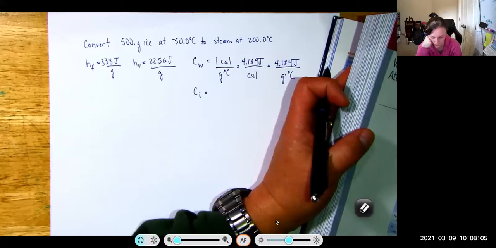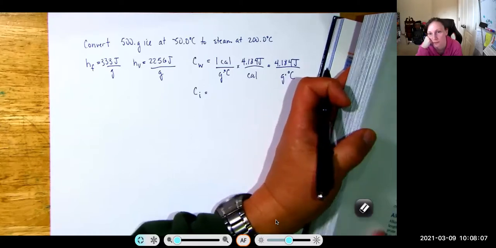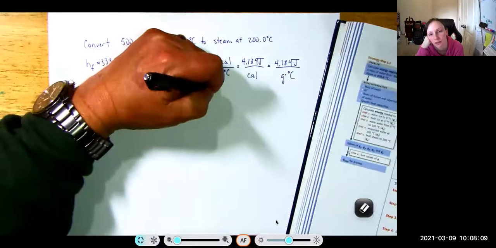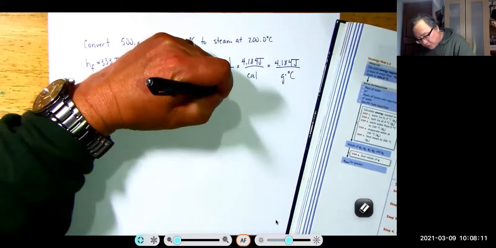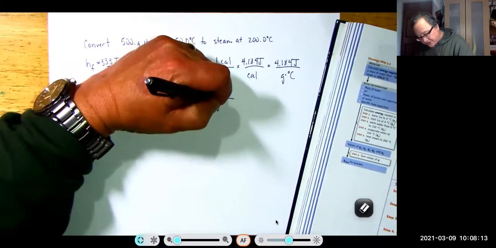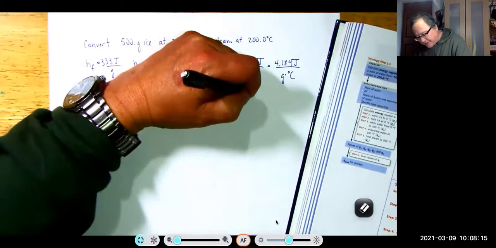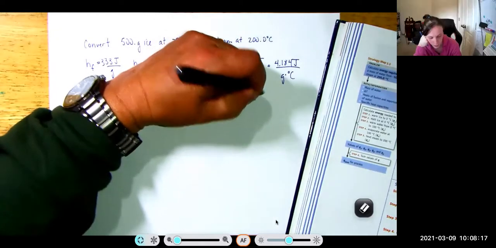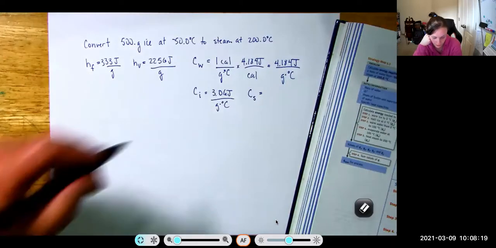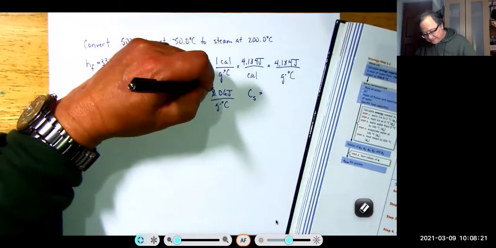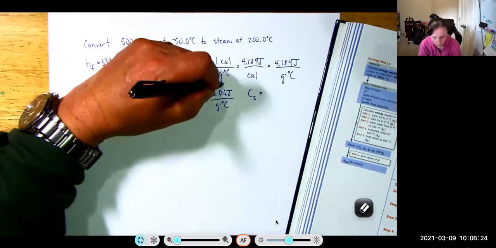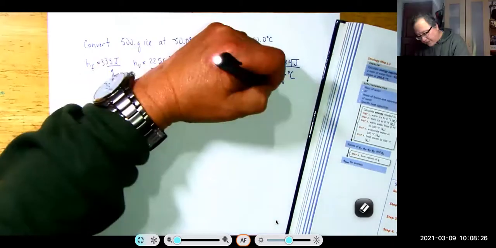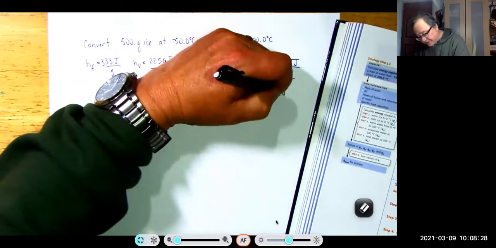It's 2.06 joules per gram per degree Celsius. And what about the specific heat capacity of steam? Oh, it's 2.06, not 3. Okay, I can correct that. Sorry, and steam is 1.86 joules per gram degree Celsius.